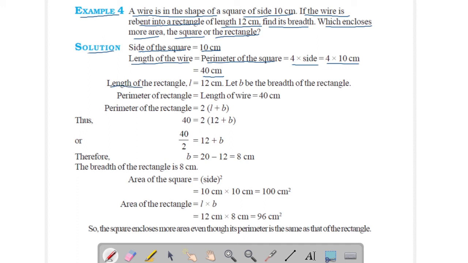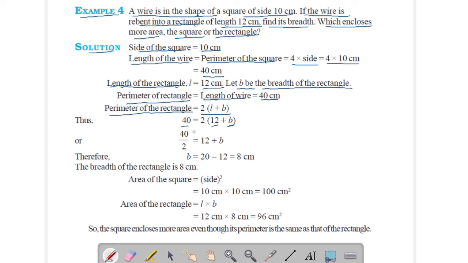Here length of rectangle is 12 centimeter. It is given to you. Let B be the breadth of rectangle. Now perimeter of rectangle is equivalent to length of wire, and it is 40 centimeter. Therefore perimeter of rectangle is given by 2 within the bracket length plus breadth. Here perimeter of rectangle is 40 centimeter equal to 2 within the bracket length is 12 centimeter, given to you, and breadth you have to find out.